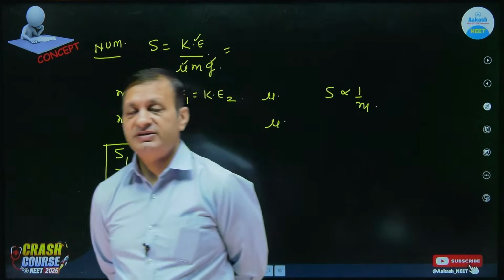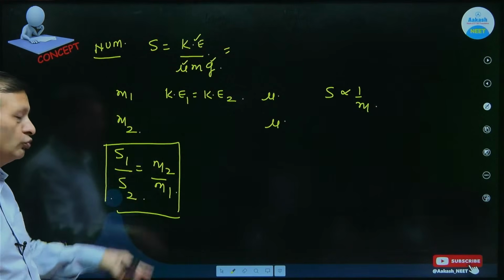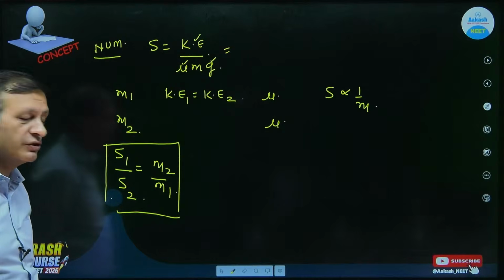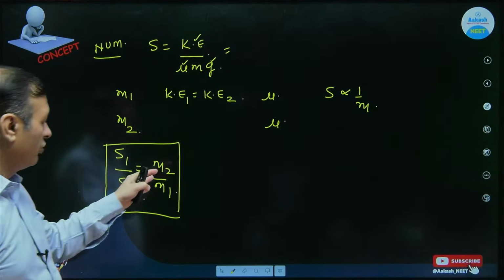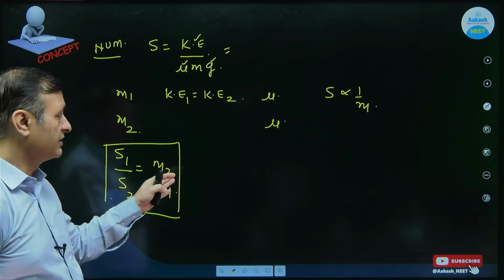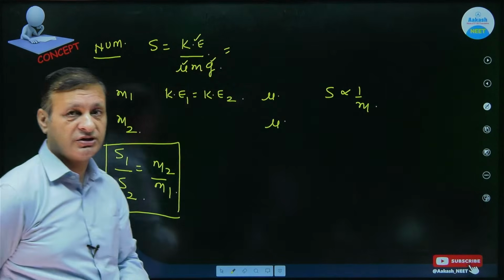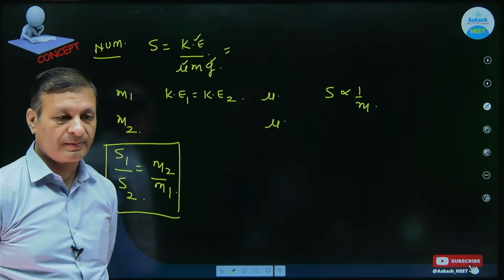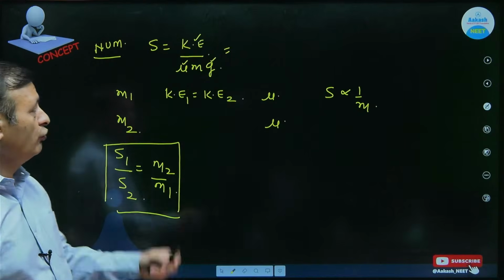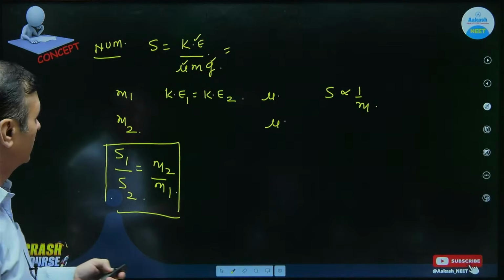Got it or not? So there is a ratio of stopping distances we can easily find out if we know the masses, and that is the inverse of their masses. So it depends inversely on the mass. So for a body of heavier mass, if mass is more, then the stopping distance would be small in this situation. You got it or not? Any doubt from this part now? Fine.